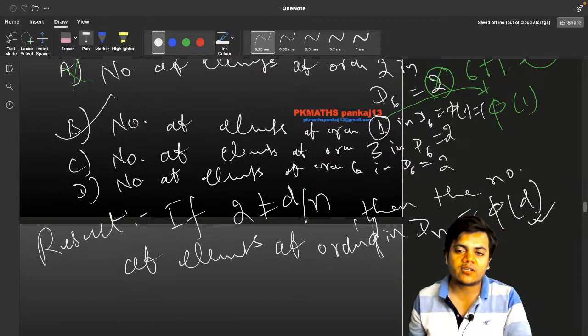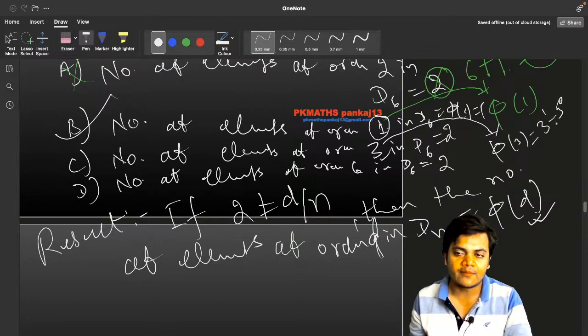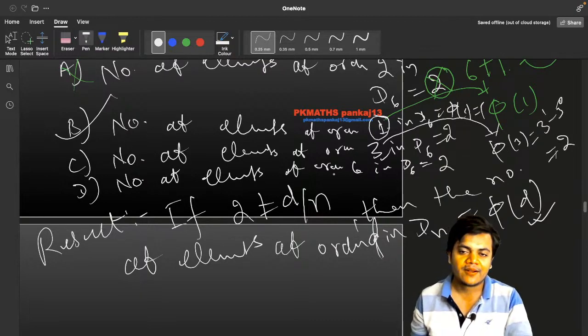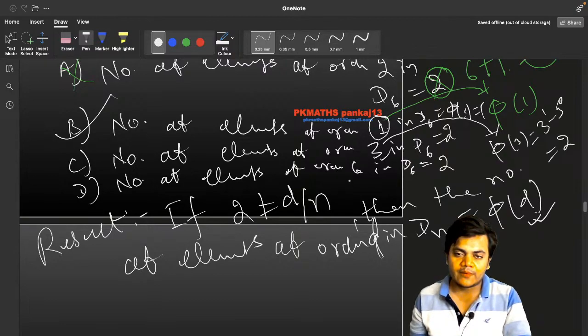Number of elements of order 3 in D6, ठीक है, तो यहाँ पे जो d है वो 2 के बराबर नहीं है, लेकिन ये जो d equals 3 है, ये निश्चित तौर पे 6 को divide करता है. तो number of elements of order 3 in D6 will be what? φ of 3, and φ of 3 will be what? 3 का power 1 minus 3 का power 0 equals 2. ठीक है. Number of elements of order 6 in D6, है ना? तो this will be equal to what?